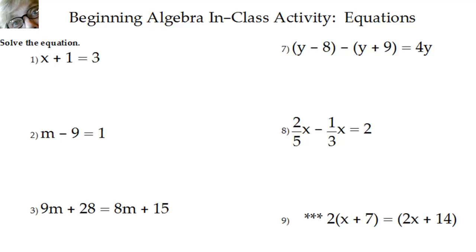This is called a rational equation. Whenever you've got an equation that has fractions in it, it's called a rational equation. Because rational comes from ratio, the word ratio, R-A-T-I-O, which is Latin for fraction. So rational means having to do with a fraction.